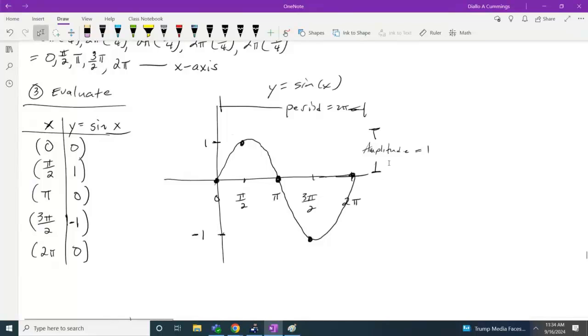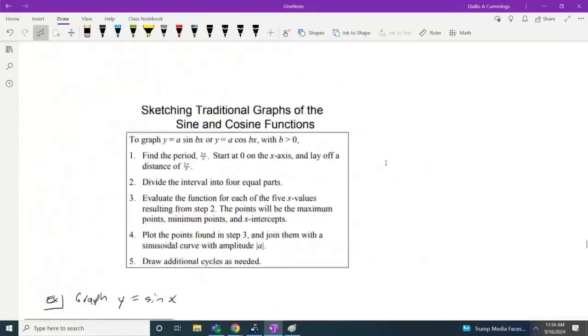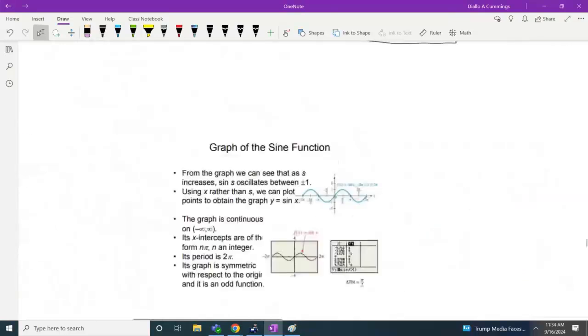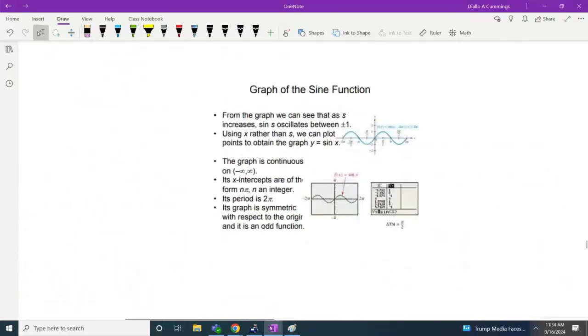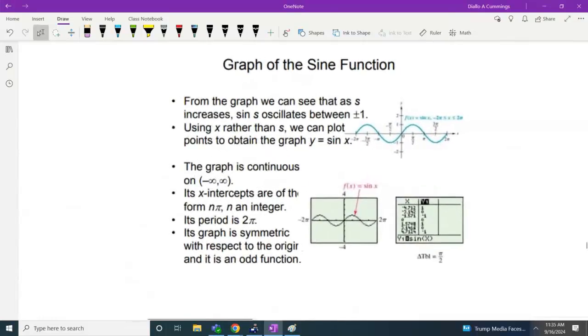All right, so this is the sine graph. If I go up 1 second, there is like a little function capsule. So notice that this is only for 1 revolution. So we're only going from like 0 to 2 pi. Since this thing is periodic and it's cyclic, we can draw additional cycles as needed.